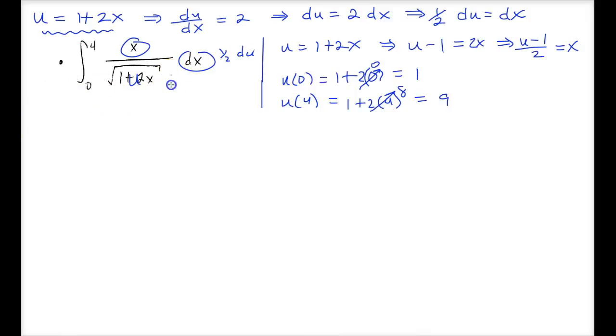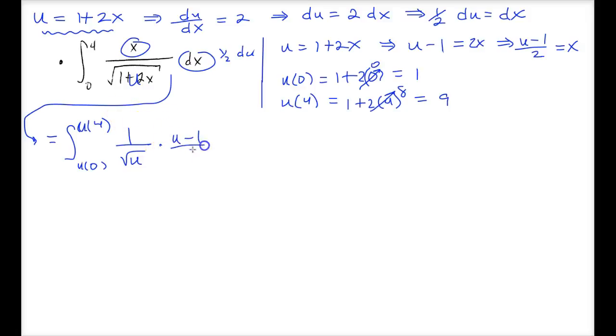So I'm just going to say that everything we talked about here is actually going to equal, and this will be now the integral from u sub 0 to u sub 4 of 1 over the square root of u, and for our x, this will be (u minus 1) divided by 2. And for our dx, this will be 1/2 du. And so we pretty much have all this, and we will look at our new integrand in terms of u to be that.